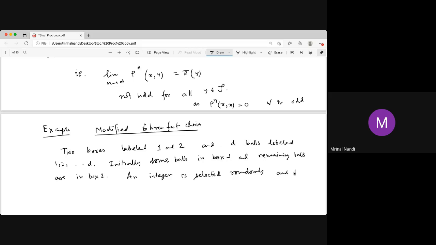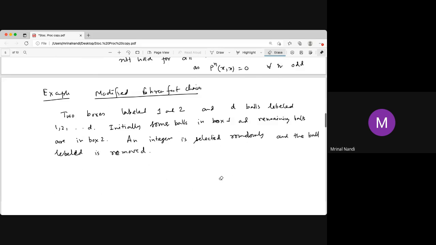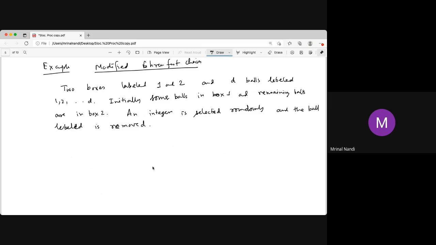And the ball with that label is removed from its box. If it is in box 1, then we remove the ball from box 1. If it is in box 2, then we remove that ball from box 2. Now we have to put this ball in some box, so we select a box again, randomly.